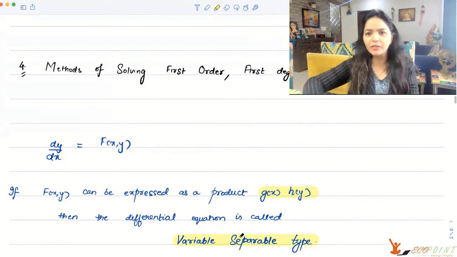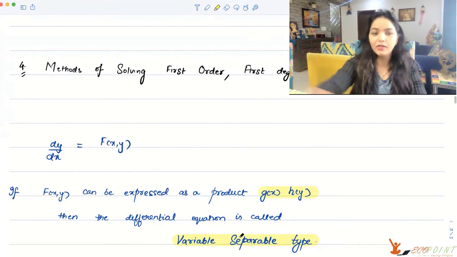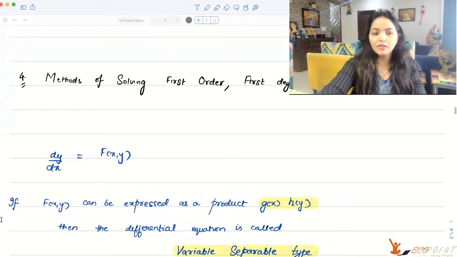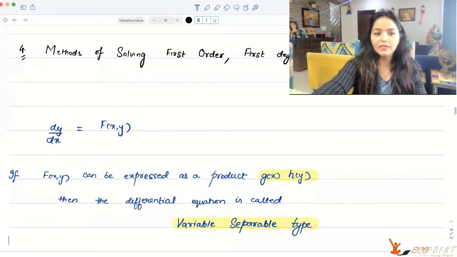So what does it basically mean? You have a differential equation dy by dx equal to f(x, y), a function of x and y, and you're able to decompose it. You're able to write it down as just g(x), some expression in terms of x, multiplied by some expression just in terms of y. Then you can call it variable separable type. So this is what a variable separable type differential equation is.